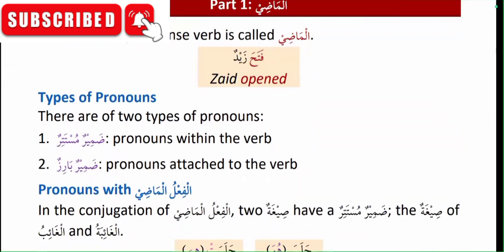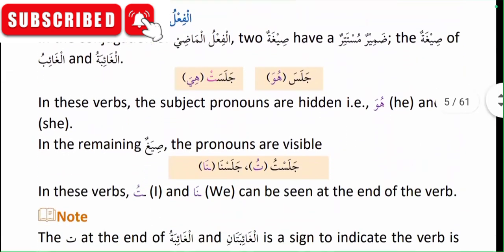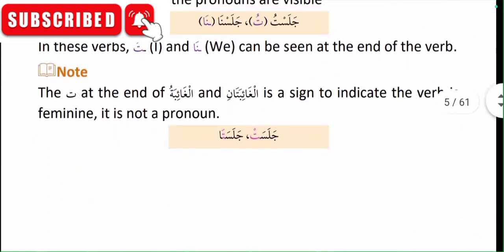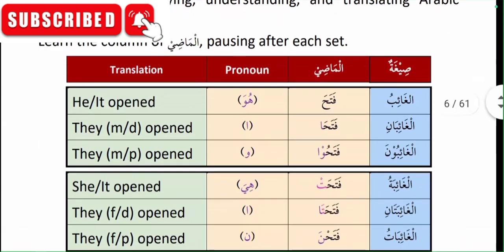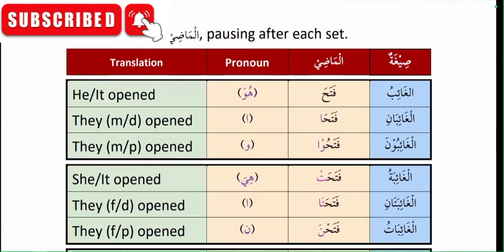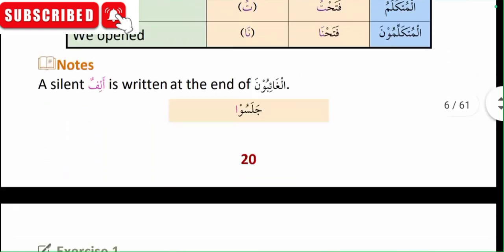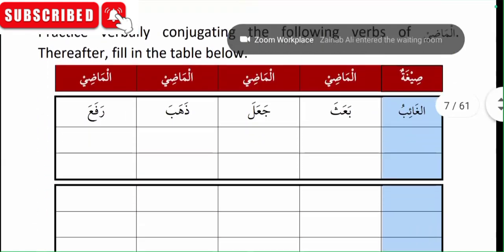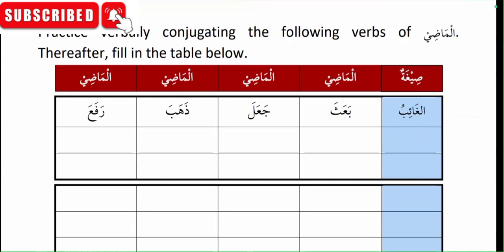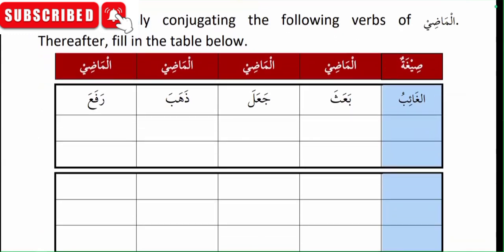There are two types of pronouns, Dhamir Mustatir and Dhamir Bariz. Mustatir is what is hidden and Bariz is what is written. So in the word Jalastum, the word tum is the Dhamir Bariz. And in the word Jalasa, the Dhamir Huwa is Mustatir, right? Then we moved on to Fataha, Fatahat, Fatahata, Fatahna, Fatahta, Fatahtuma, Fatahtum, Fatahti, Fatahtuma, Fatahtunna, Fatahtu, and Fatahna. And then we moved on to the examples.